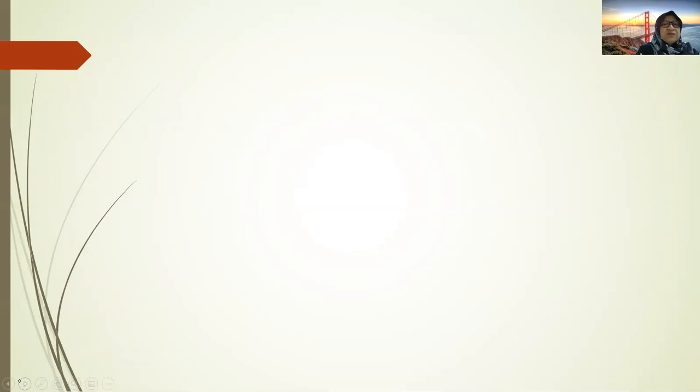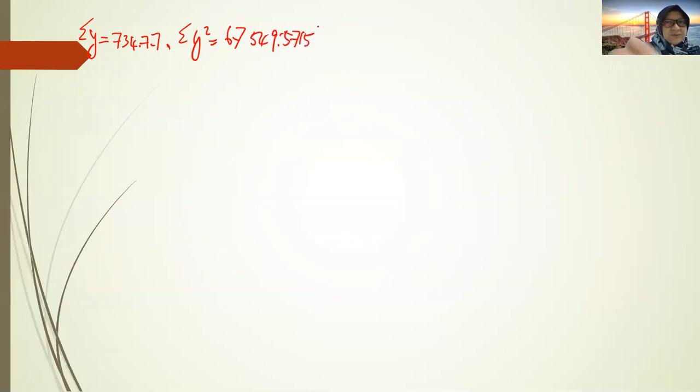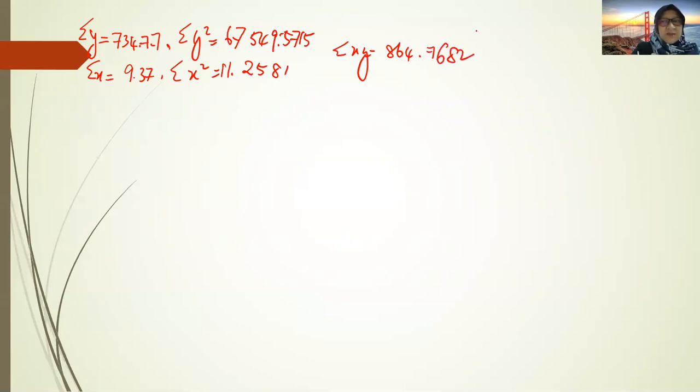For the t-test, first of all, you need to find all the sums because you need to determine the regression line. I give you the data and you can check this later. Sum of y is 734.77. Sum of y squared is 67549.5715, so make sure 4 decimal places. Sum of x equals 9.37. Sum of x squared equals 11.2581, and sum of xy equals 864.7682. So this is the summation that we have.